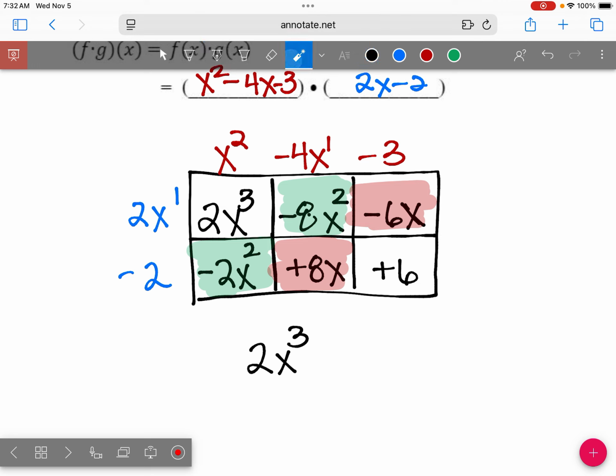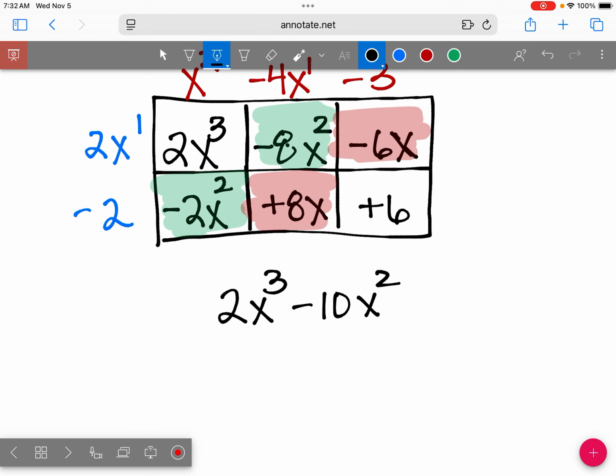Now pick up your, if you need to, take negative 2 and negative 8. Add them together. You should get negative 10x squared. Then you're going to take 8 plus negative 6, which is the same thing as 8 minus 6, which is a 2. And then we add the 6. That would be your final answer. Any questions?